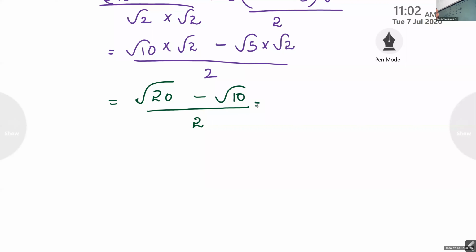Okay. Will you factorize root 20? Listen, we are doing this type of question for further simplification. If you can simplify that, you can simplify it, or you should multiply root 10's value. There are two methods. One method you can do like this, or directly substitute root 10's value.